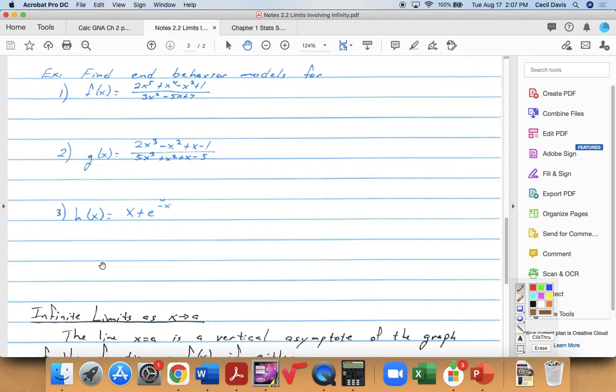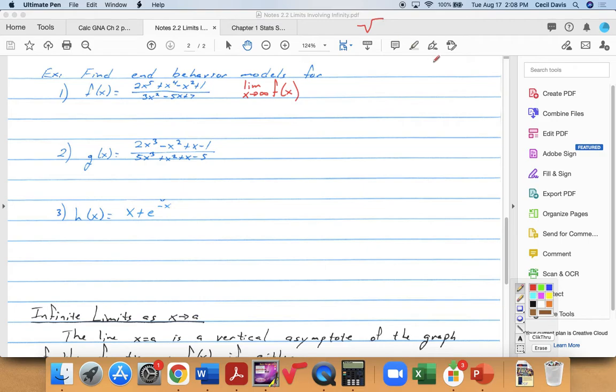So let's look at a couple of rational functions and find end behavior models. So here, the limit as x goes to infinity of f of x. Again, always be sure you have the limit as x goes to infinity or 1 or whatever it is of what? You have to have an object. It would be a little bit like writing the square root equals 7, and you're like, square root of what? There has to be an object that is operated on.